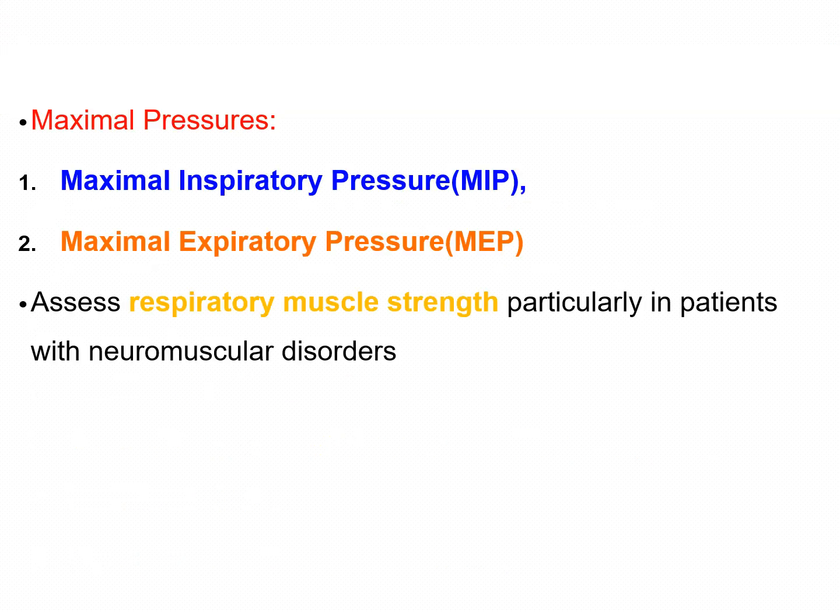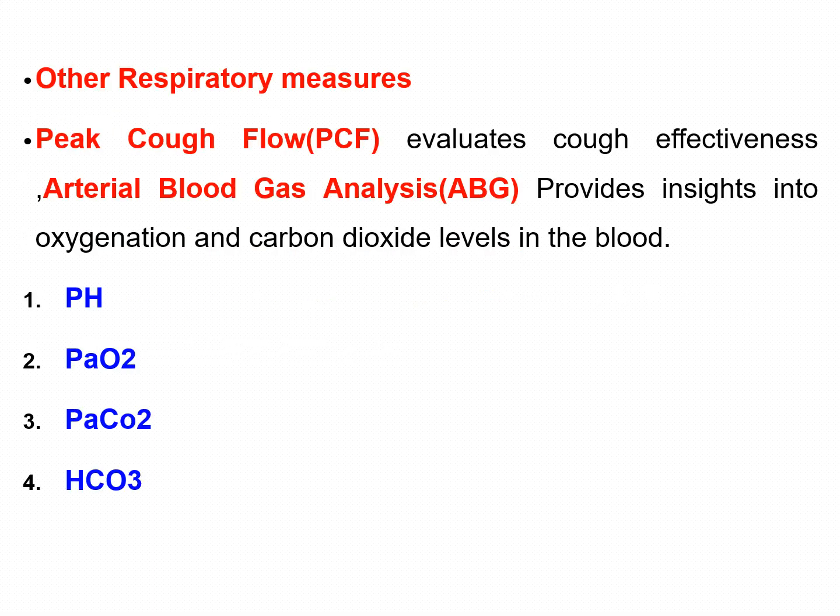The others are maximal pressures, for example maximal inspiratory pressure MIP, and second, maximal expiratory pressure MEP. Both basically assess the respiratory muscle strength, particularly in patients with neurological disorders. Now what are the other respiratory measures that can be taken as an outcome measure? The first one is your peak cough flow, which evaluates the cough effectiveness.